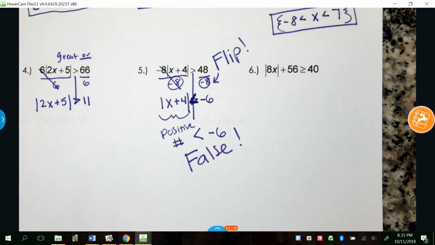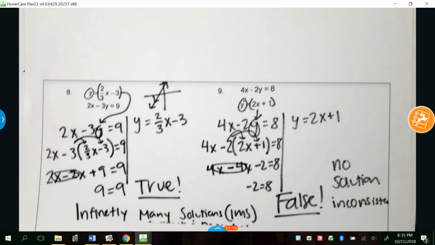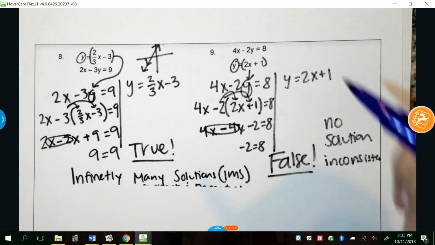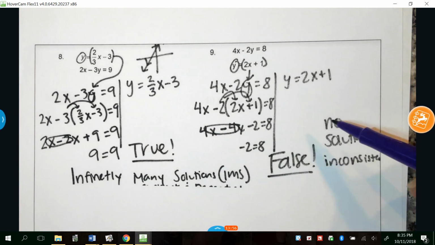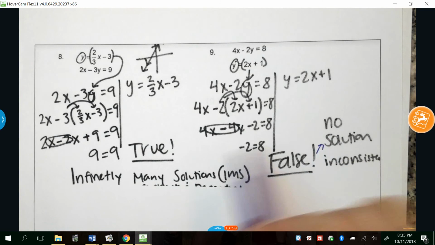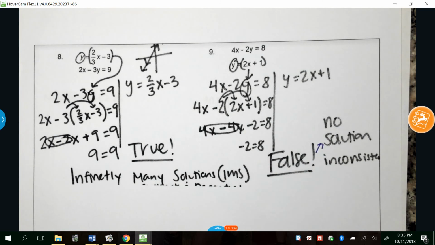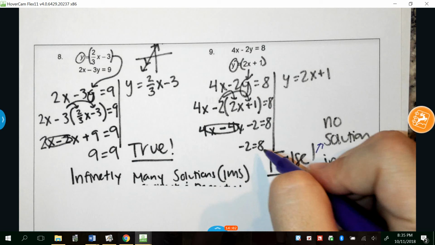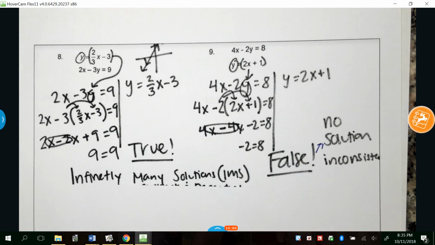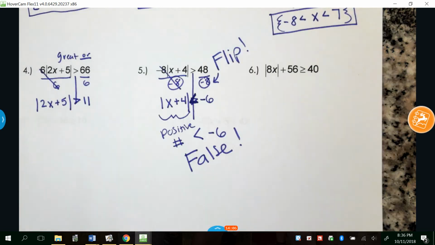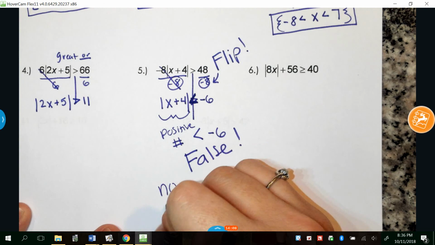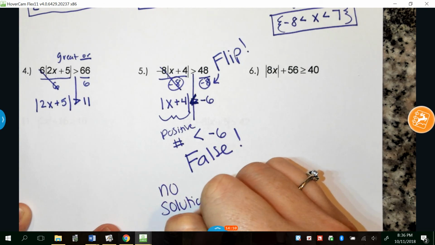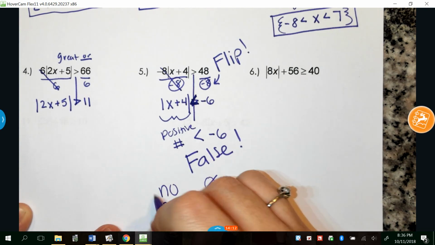So I want to remind you of something. When we were solving systems, when it was false, our answer was no solution. These are actual problems I pulled off of notes that we had, okay? Remember, when it's false, it's no solution, okay? So right away we know that our answer is no solution. Remember, you can write that like this as well.